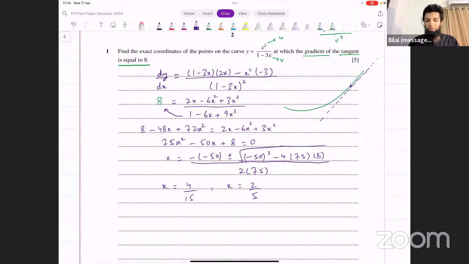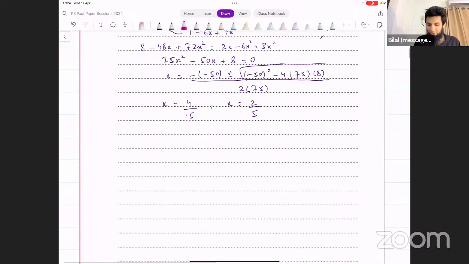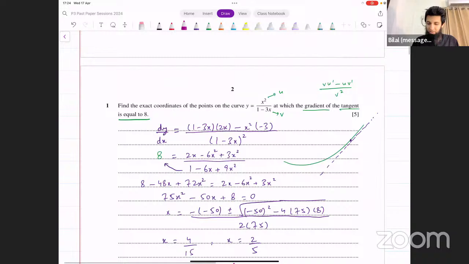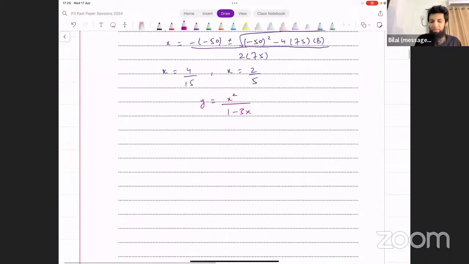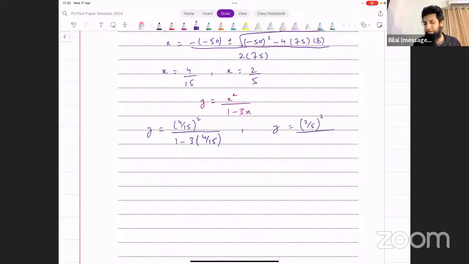How do you find the corresponding values of y? We've got this function, put these values back in the function, and you'll get the result. Y equals x squared divided by 1 minus 3x. Input these values in the function. What do you get? Y equals 4 over 15 whole squared divided by 1 minus 3 into 4 over 15. That's going to give you one value of y. Then you input 2 over 5. That's 2 over 5 whole squared divided by 1 minus 3 into 2 over 5. And you will get a result from this. What are the values of y that we get?